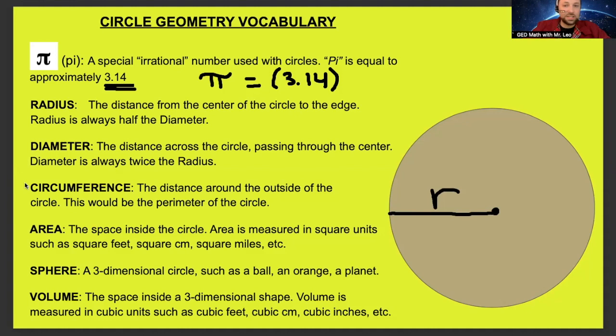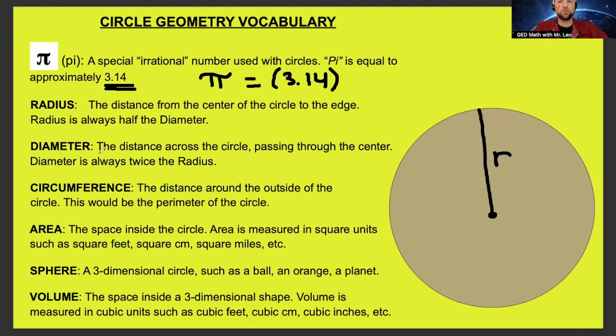Now, I could have just as easily drawn that in a different direction. The radius could be shown to the right, to the left, up, down. It doesn't matter. Anywhere that goes from the center of the circle to the edge of the circle is considered a radius. Now, it says here radius is always half the diameter. That is our next vocabulary word, diameter.